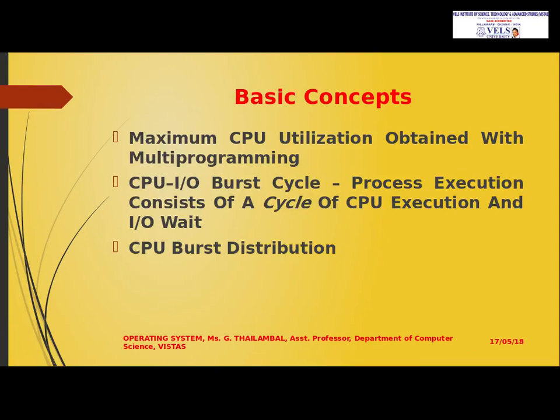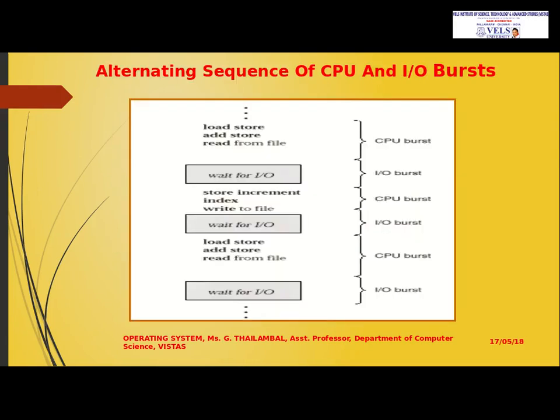The main thing is CPU utilization is based on IO burst and also CPU burst. IO burst is whenever the process is executing and asking for input output devices. Whenever the process needs some calculation, that means processing needs to be done, then it is CPU burst. In this example diagram we are seeing that both CPU burst and IO burst are interchanged.